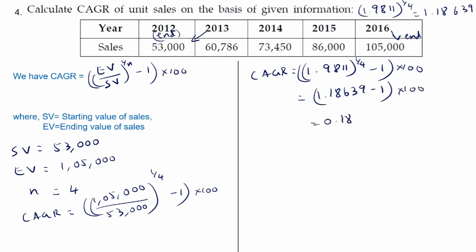So this is 0.18639 into 100, or it is 18.64%, nearest to 2 decimal points. So this is the compound annual growth rate.